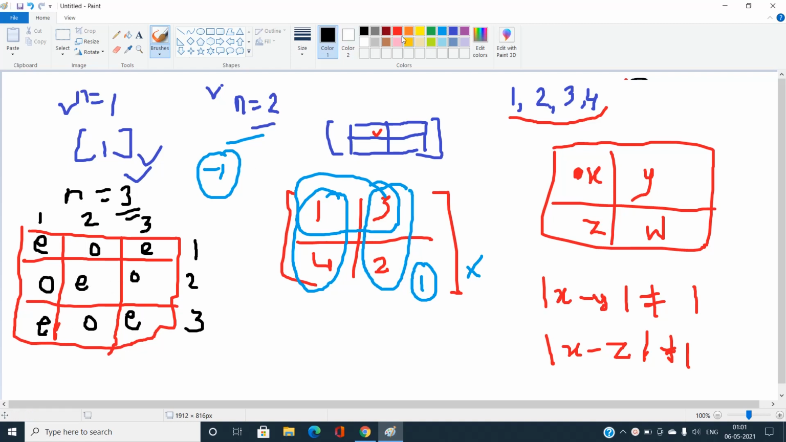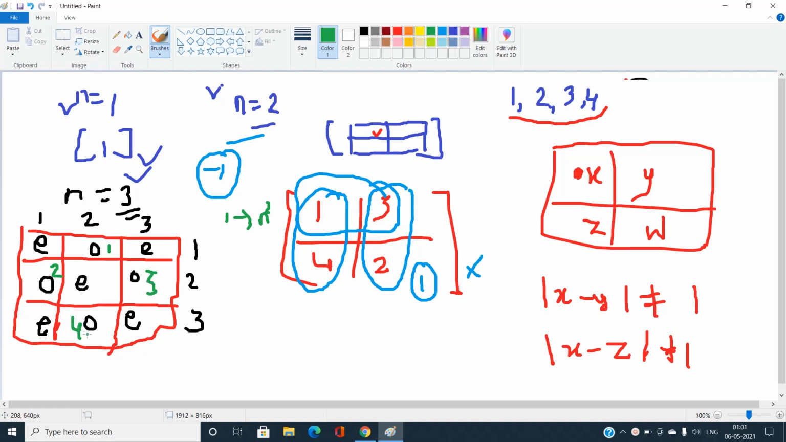Okay, so my approach would be to start filling the numbers. Note that I will have to fill the numbers from 1 to n square, and here n is going to be 3, so I have to fill the numbers from 1 to 9. So I will start filling the even positions first, or you can also fill the odd positions. It doesn't matter. Let's say I will fill up the odd positions. I will fill this 1, then I will fill this 2, then 3, and then 4.